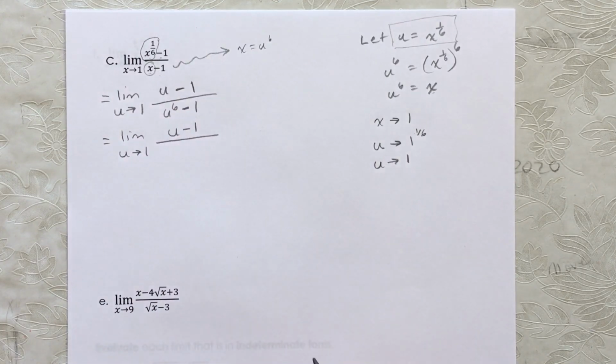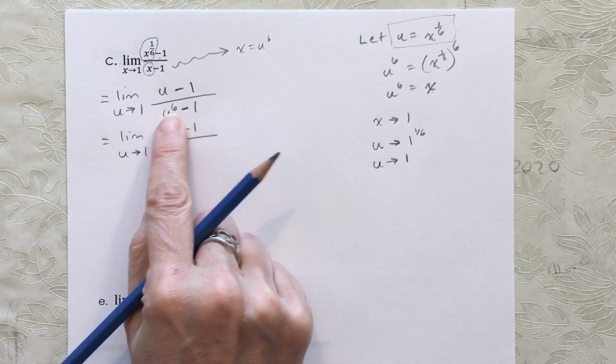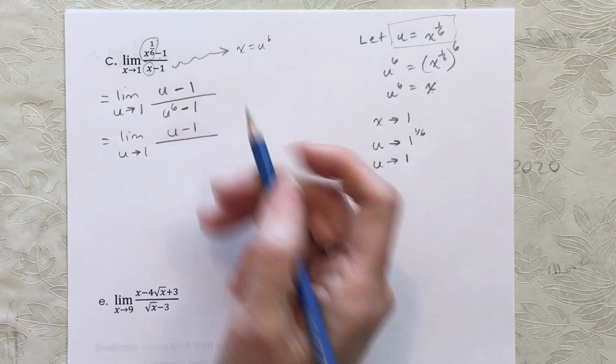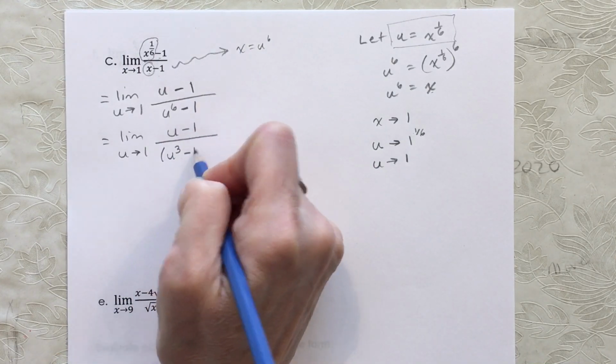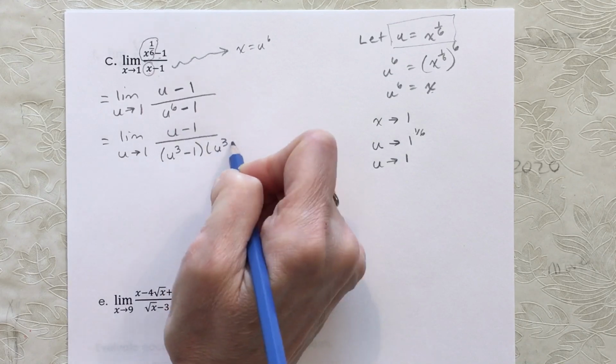Okay, so we haven't really had something with a 6 before. So there's a couple ways to do it. The way that I like to do this is to think of u to the 6 minus 1 as a difference of squares first of all. So u cubed minus 1 times u cubed plus 1.